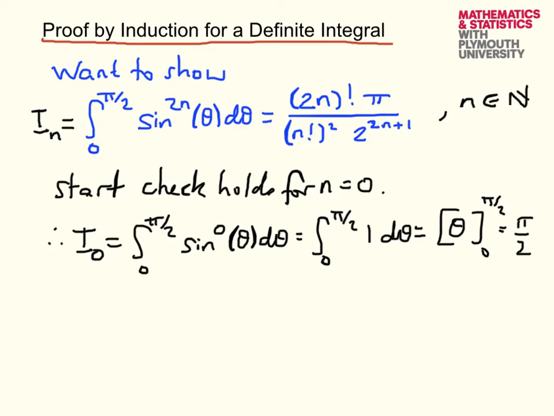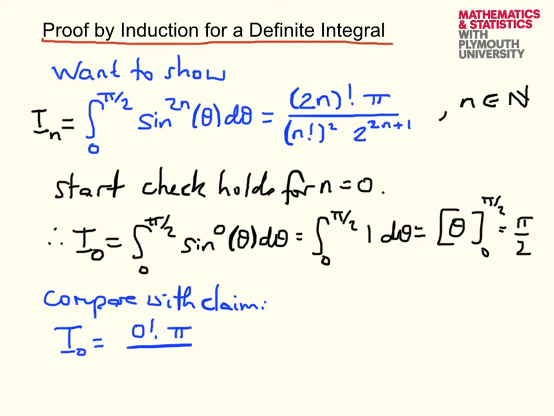So let's compare that with the claim. The claim is that I0 is equal to 2 times 0 factorial, so that's 0 factorial, times pi, divided by 0 factorial squared, and then 2 to the 0 plus 1, so 2 to the 1 is also on the bottom, so it's 2 to the 1, or just 2. Now 0 factorial is 1, so on the top we have pi, on the bottom we have 1 squared times 2, so that is pi over 2. So our calculated integral is equal to our claimed result for the integral.